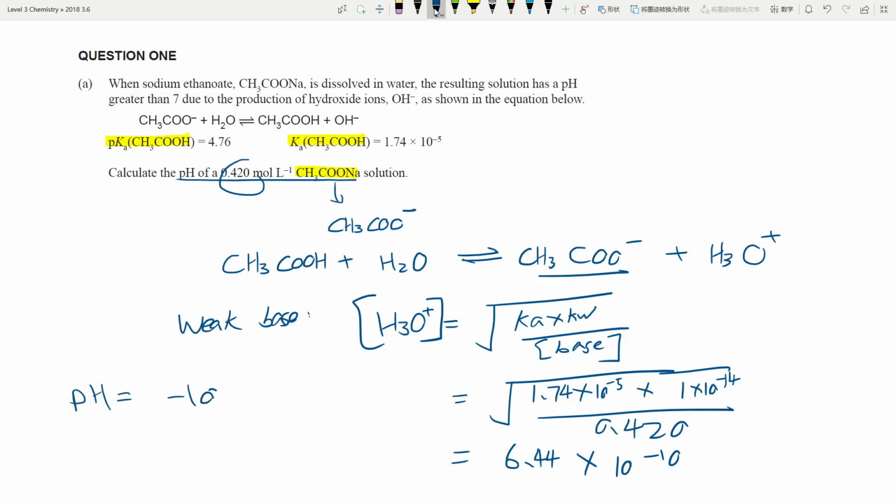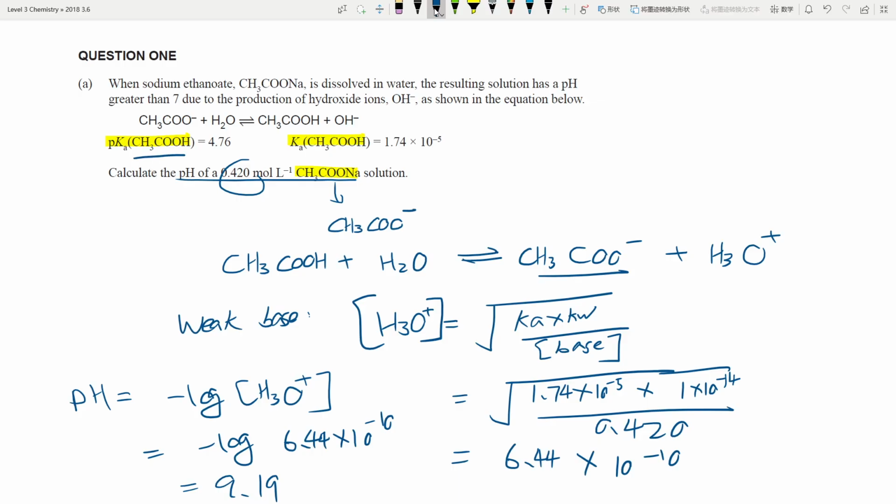pH equals negative log H3O plus, so the pH will be the negative log of 6.44 times 10 to the power negative 10, which will give you 9.19. For a weak base, 9.19 seems right. So just be very careful. Memorize the equation obviously, but whenever they say pKa or Ka of something, whatever's inside the bracket must be the acid, and if you look at this species here, that's obviously different, so that must be the conjugate base. That's how you can figure it out.